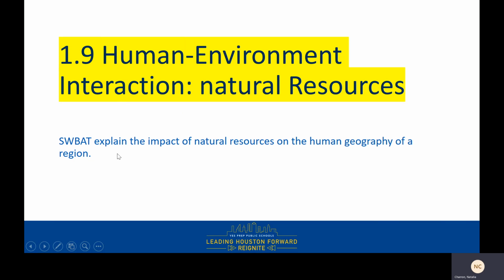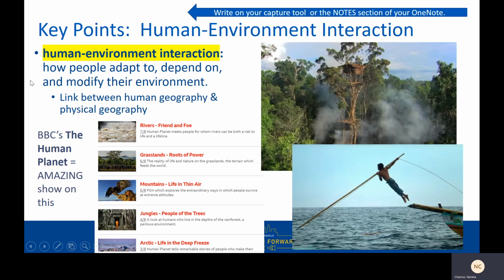All right, moving on to 1.9 on human environment interaction and natural resources. Again, human environment interaction discusses how people adapt to, depend on, and modify their environment. It is the link between human and physical geography. So how people adapt to their environment, how they change their behavior to survive where they are, how they depend on their environment, how they use the place that they live to survive, and how they modify or change it.